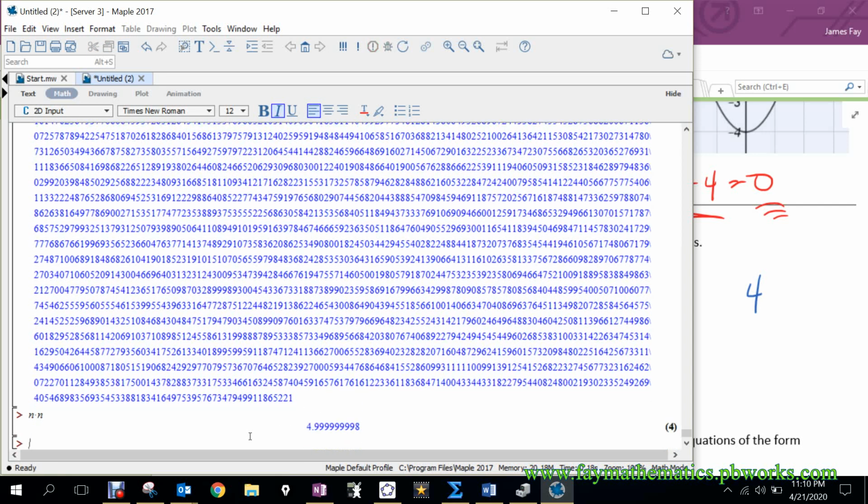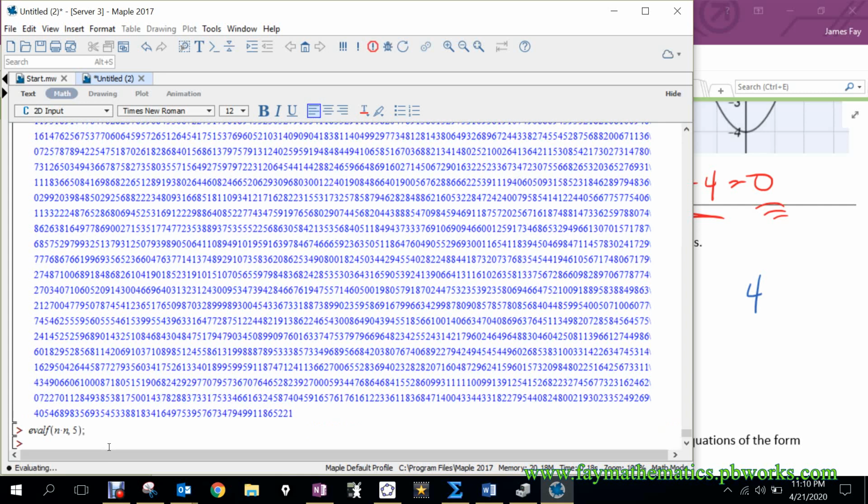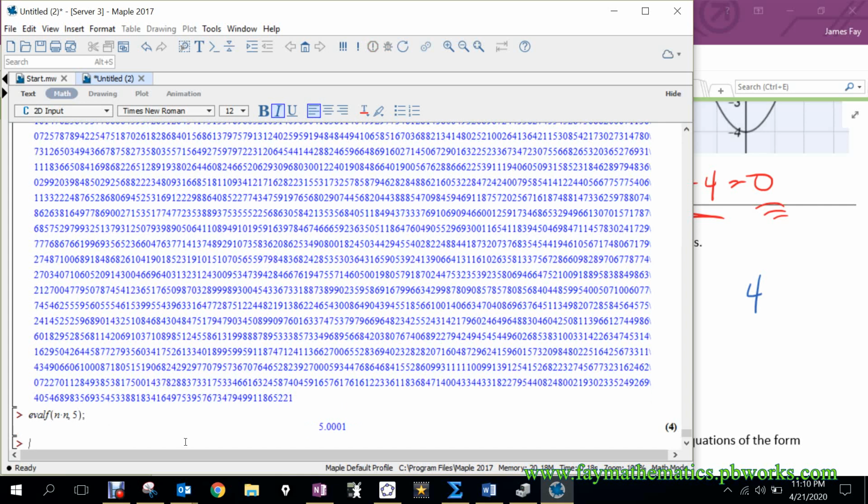Let's see if I can go eval f of n times n, comma, 10 decimal places. See what it does. Let's go 5 decimal places. Just because there's some calculations that go, but it is 5.